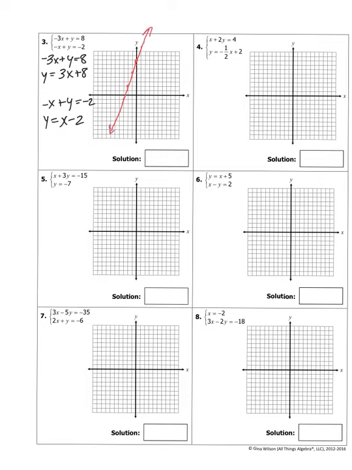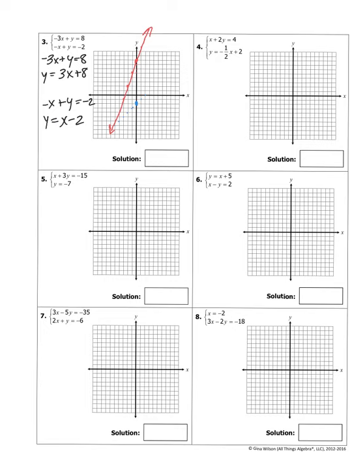All right. Now I'm going to graph my other line. Y equals x minus 2. So the y-intercept is at -2, and the slope is up 1 over 1. Up 1 over 1. Down 1, left 1, repeating.